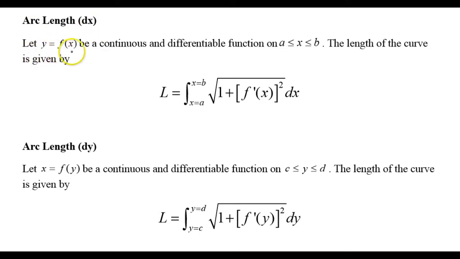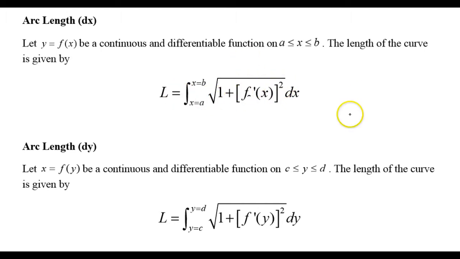So y equals f of x needs to be a continuous and differentiable function defined on a closed interval from a to b. Then the length of the curve is given by L equals the integral from a to b of the square root of 1 plus the quantity f prime of x squared.